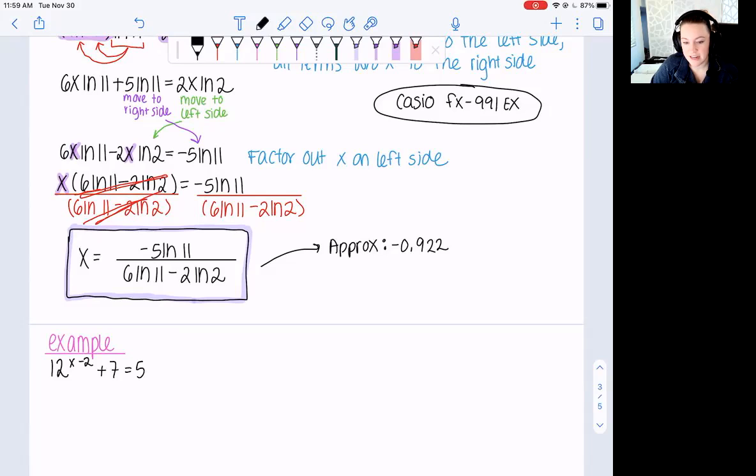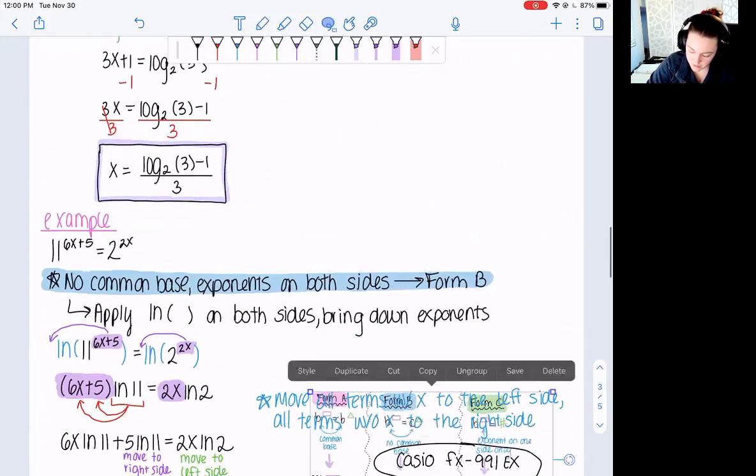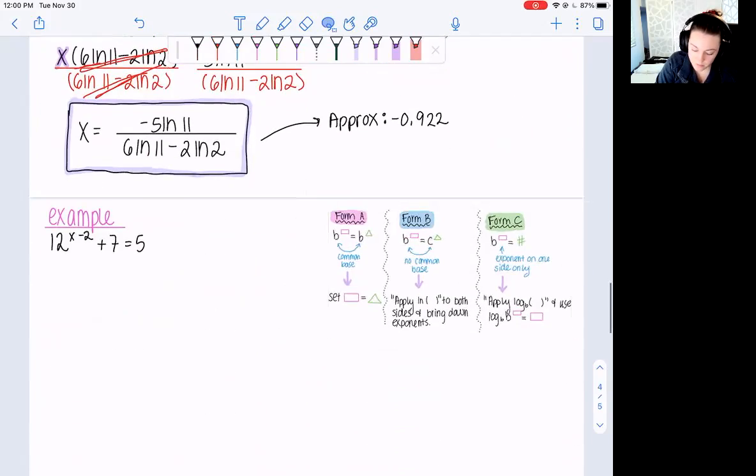All right, 12 raised to the x minus 2, plus 7, is equal to 5. We want to get it into one of our approved forms. I'm going to start by subtracting this 7 on both sides. So I have 12 raised to the x minus 2 is equal to negative 2.